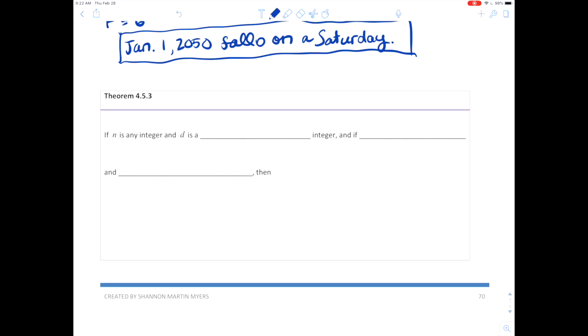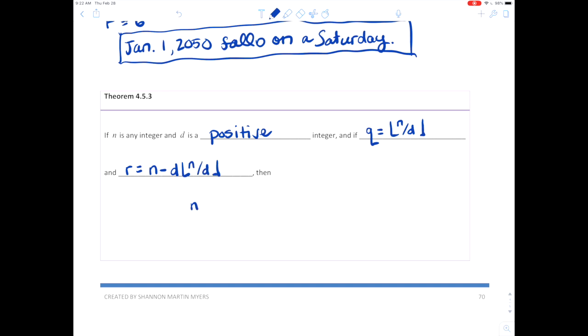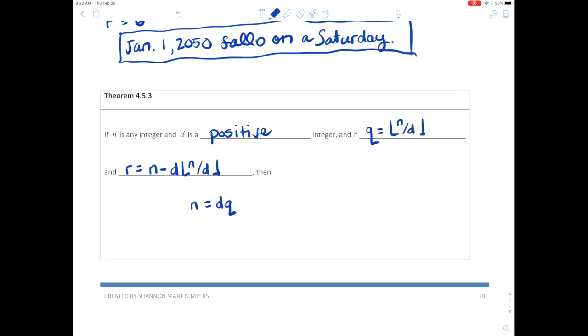If n is any integer and d is a positive integer, and if q is equal to the floor of n divided by d, and r is equal to n minus d times the floor of n divided by d, then it turns out that n is equal to d times q plus r, which you should have remembered from before. That was the last lesson, in case you missed it. And 0 is less than or equal to r is less than d. So this is how the floor notation relates back to the quotient remainder theorem. All right, so let's do the proof of this bad boy.